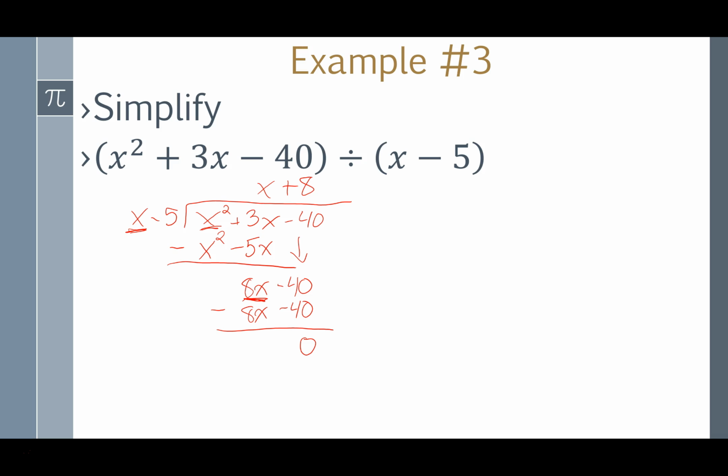So this tells us the remainder is 0, which means x minus 5 goes into it perfectly. So the answer would just be x plus 8. So that's the general process behind long division. The things that will change obviously are the coefficients in front of these variables and how long or how big they are, stuff like that.